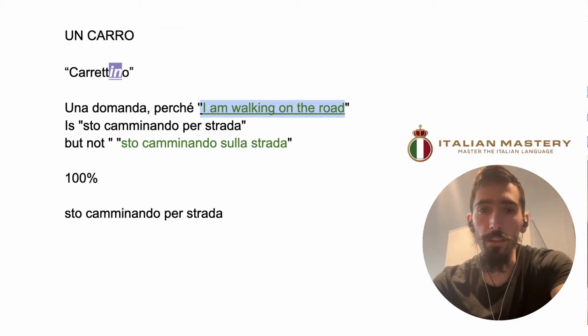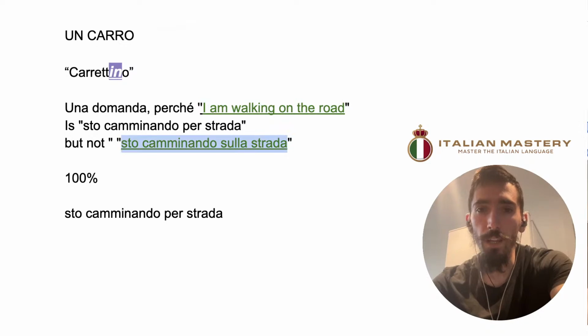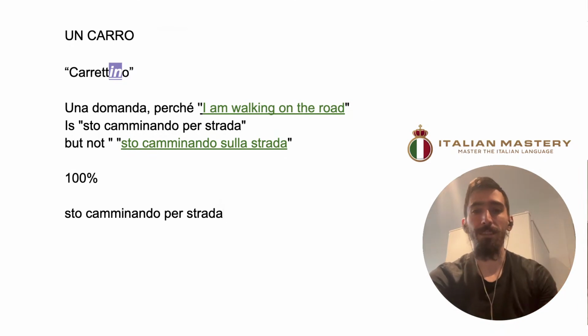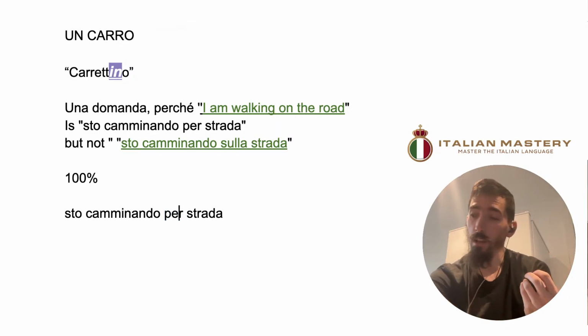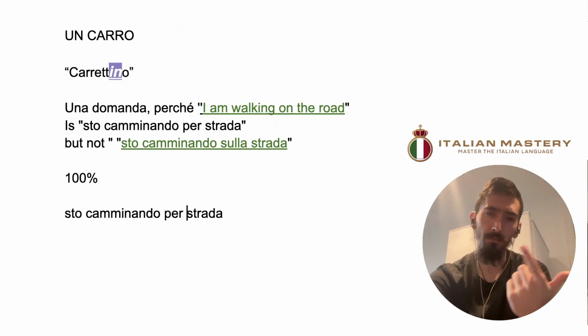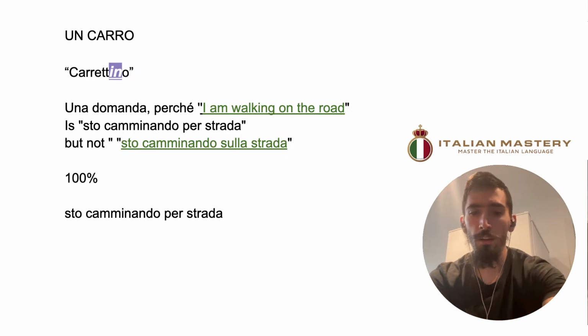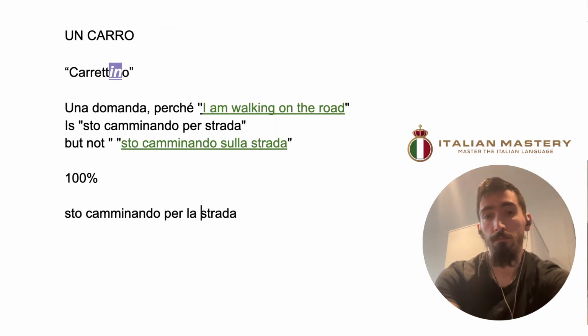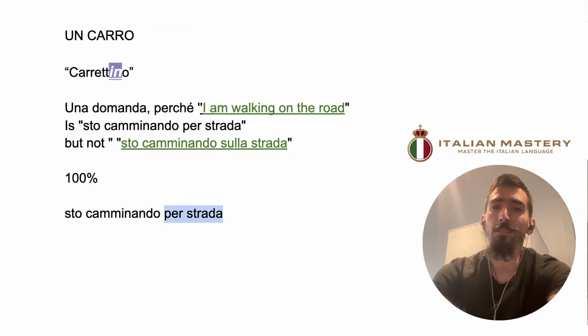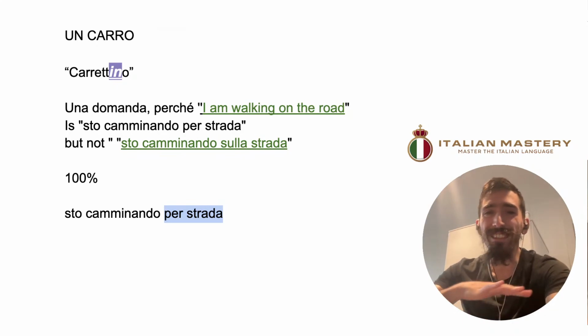So these two guys are friends. When it comes to "sto camminando per strada," it means I am... per is another preposition, which in this case doesn't even need the article. It could be "per la strada," but we can also say "per strada." Per strada means on the streets in general. Like I am on the street, at the street level.